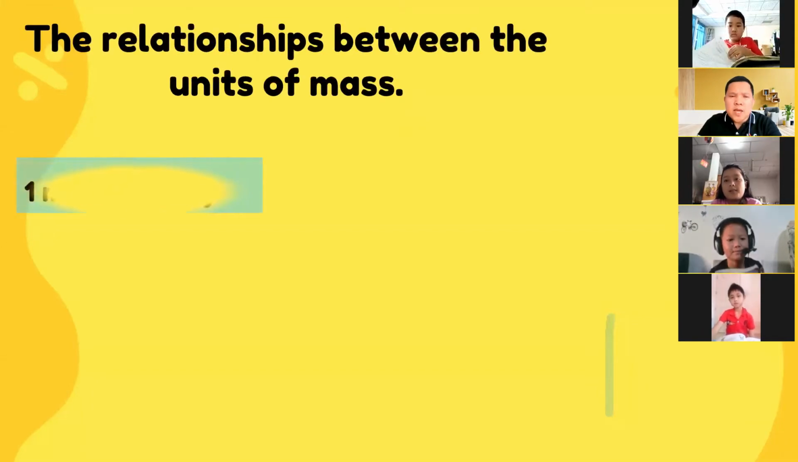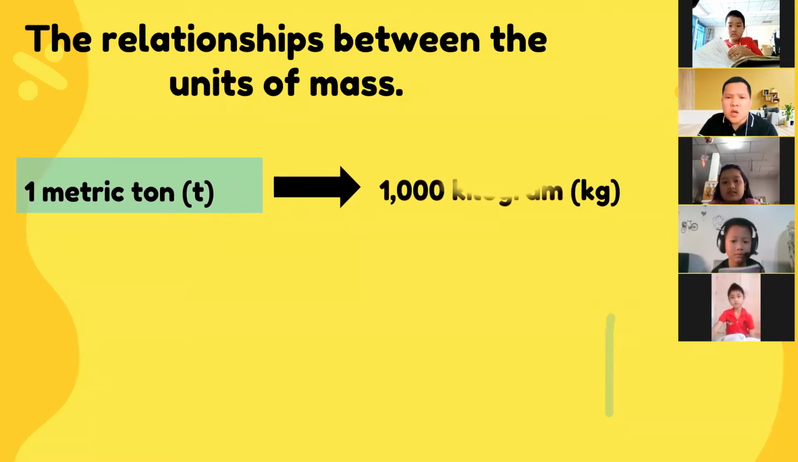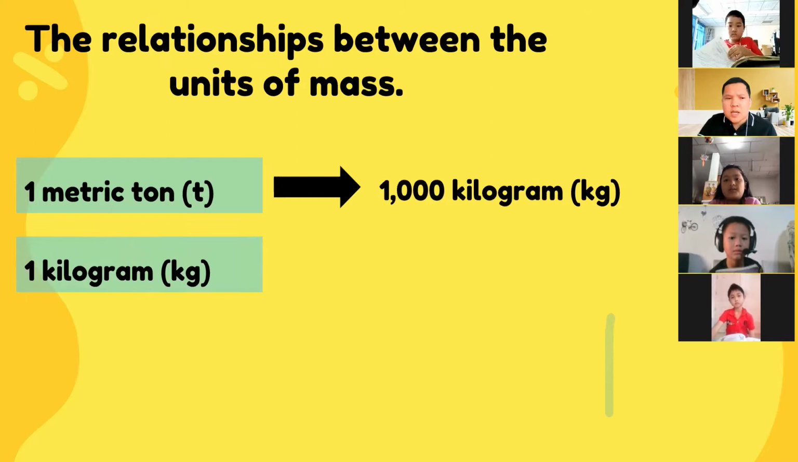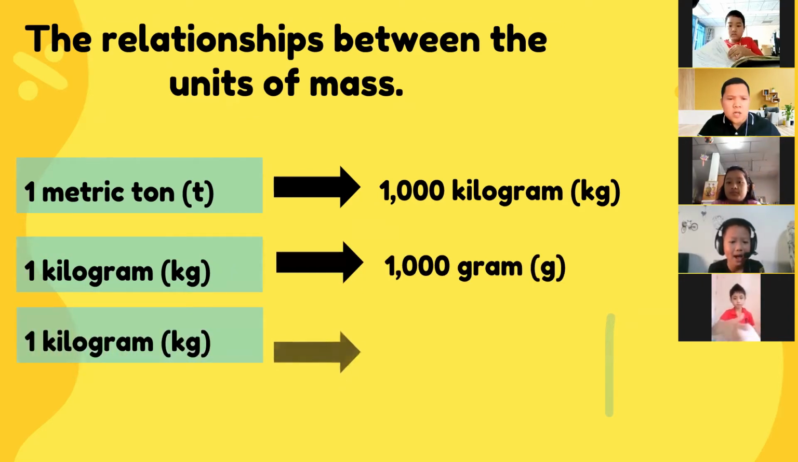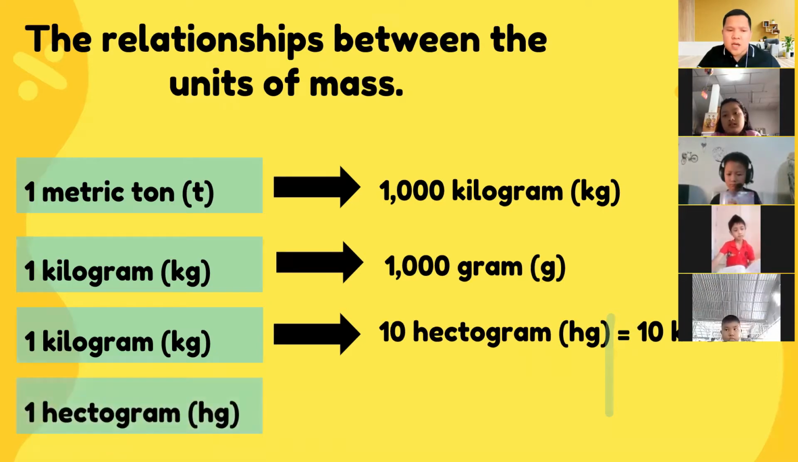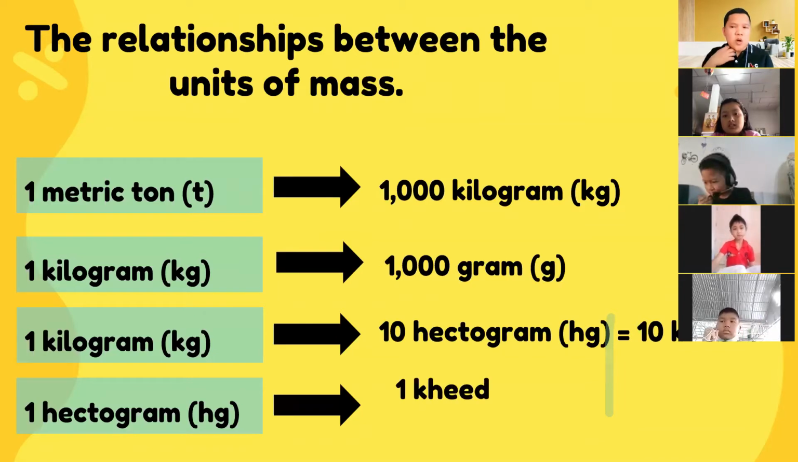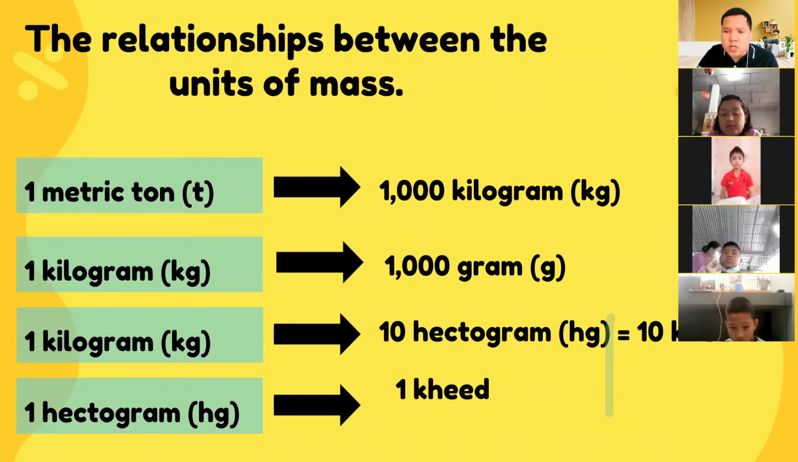Now we also talked about the relationships between the units of mass. 1 metric ton equals 1,000 kilograms. Then 1 kilogram equals 1,000 grams. 1 kilogram equals 10 hectograms. And 1 hectogram equals 100 grams. So we discussed this last time, and I'm pretty sure you know this because you were able to answer your workbook perfectly.